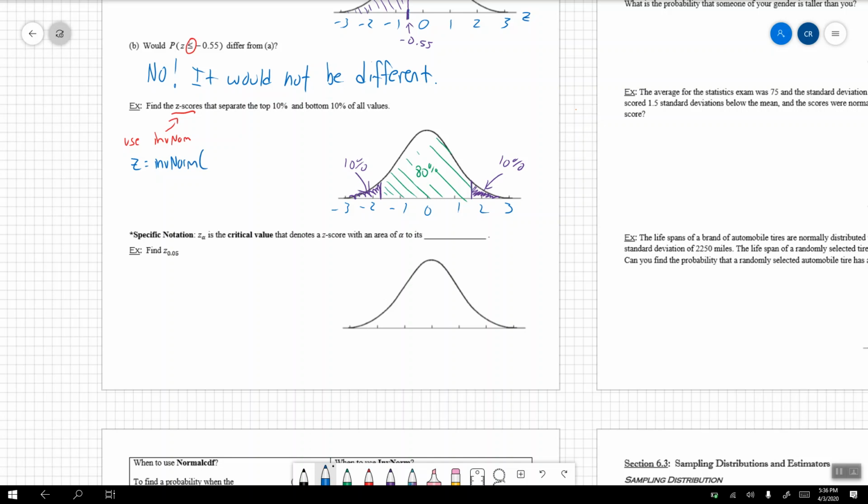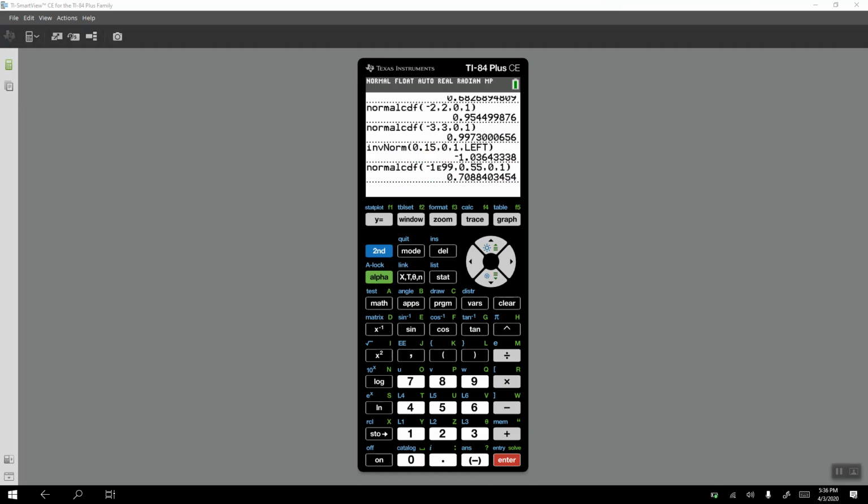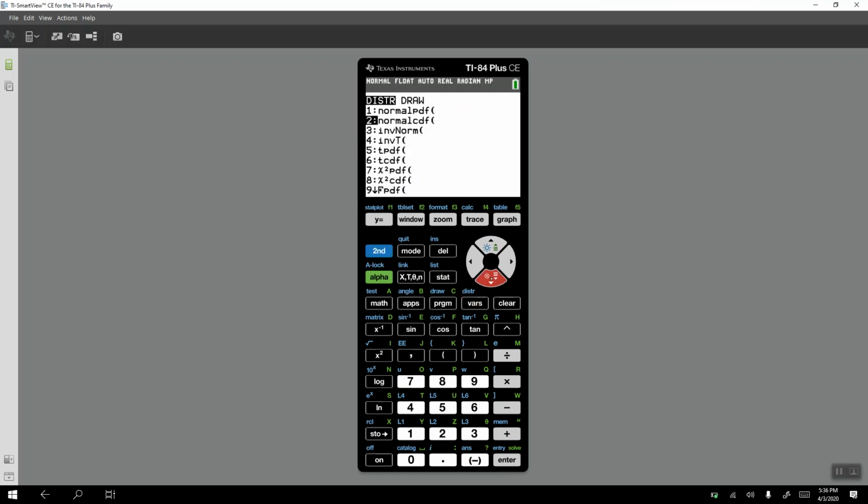All right, in order to do that, we need to go over to the TI. So let's go ahead and do that. All right, here's a TI. We're going to access that distribution again. We said we wanted inverse norm because we were trying to calculate these z-scores. Notice down here, before I do area, I have left, center, and right. I want to use the center calculation. How much area is in that center? Well, we said that was 0.8.